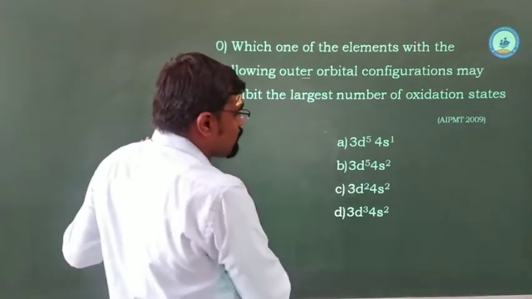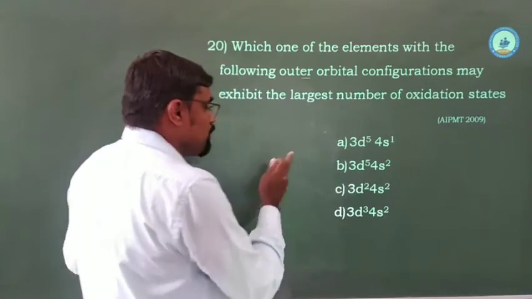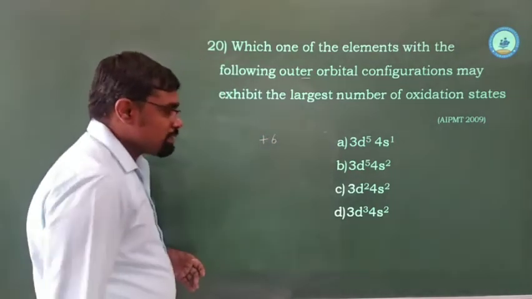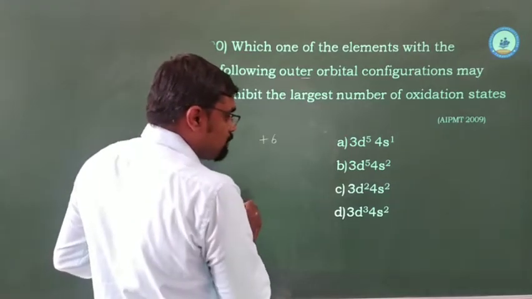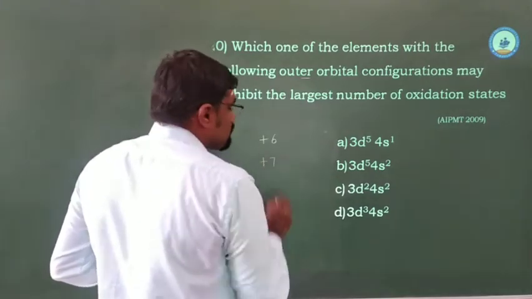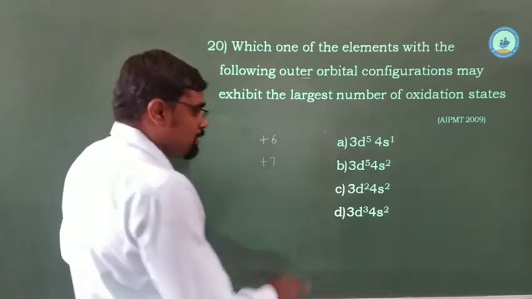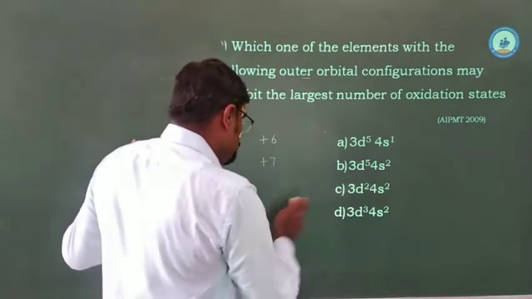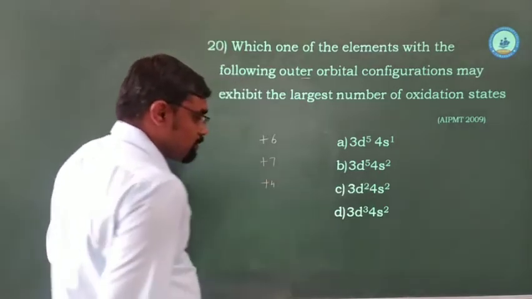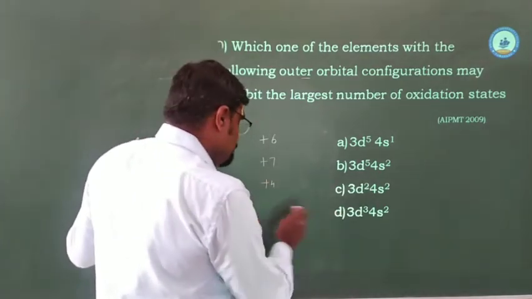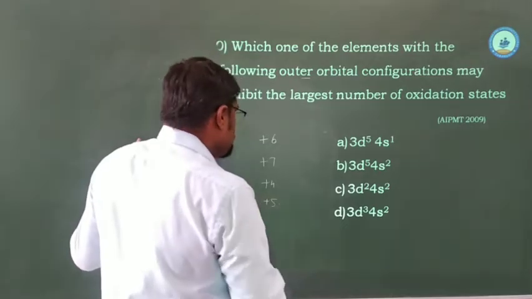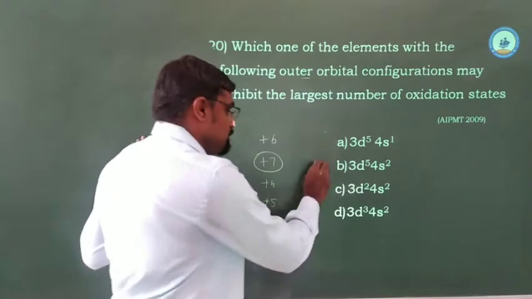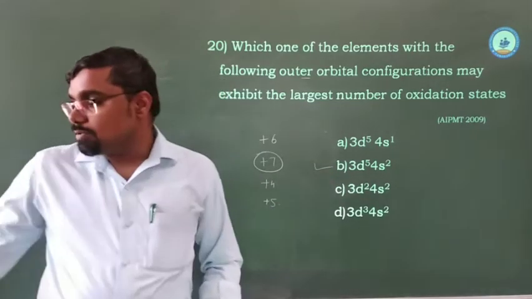In option A, 3d5 4s1, if you remove the electrons, 6 electrons, the oxidation state is +6. Then in option B, 5 plus 2 you are removing, so we get +7. In option C, you remove 2 plus 2, totally 4 oxidation state. And in D, 3 plus 2, 5. So here +7 is the highest oxidation state, so the answer is B. Very easy question.